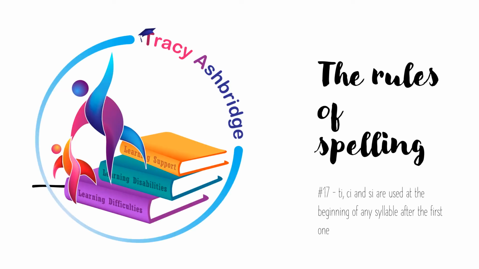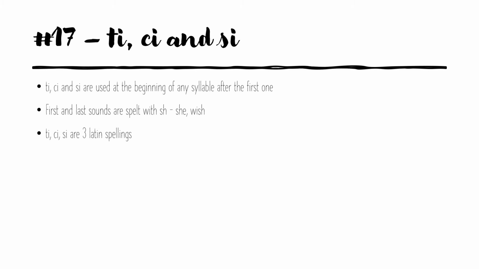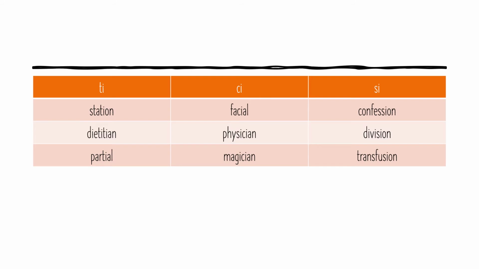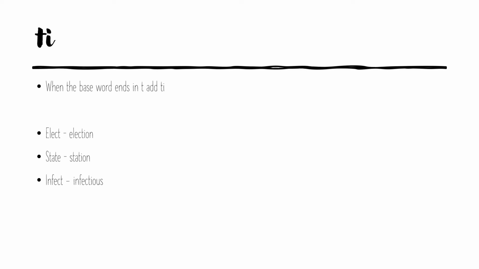So going back to rule 17 about ti, ci, and si. We could only use sh at the beginning or the end of the word, basically. So these ones are used at the beginning of any syllable except the first one. These are three Latin-based spellings. If we look at these words, we've got station, facial, confession, a few more examples there for you of words that have that sh sound in the middle of the word, but it's spelt with one of these three Latin-based sh spellings.